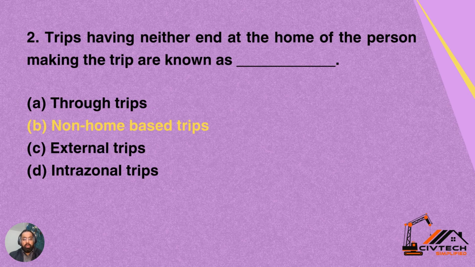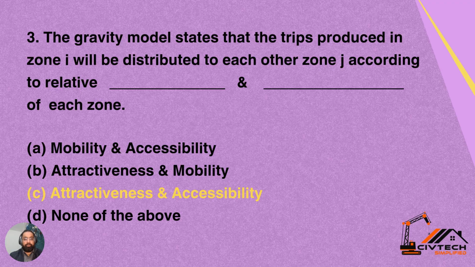Question number 2. Trips having neither end at the home of the person making the trip are known as option A, through trips, option B, non home based trips, option C, external trips, and option D, intrazonal trips. So trips having neither end at home of the person making the trip are known as non home based trips. So B is the correct answer for this question.